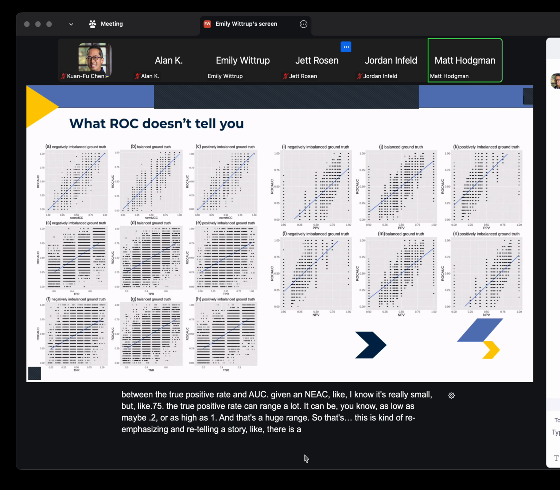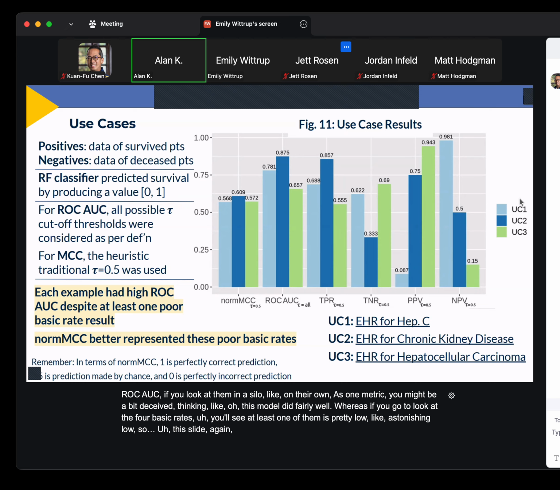So this slide again shows that MCC does a better job highlighting if one of the basic rates is low. But importantly, just because it highlights that one of them is low, it still doesn't tell you which one is low. So it's still good to look at these 4 other metrics. It's just that if you're going to use one summarizing metric, MCC seems to be better when compared to ROC AUC.